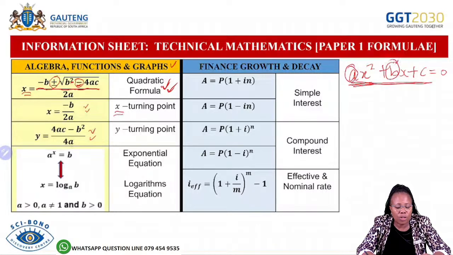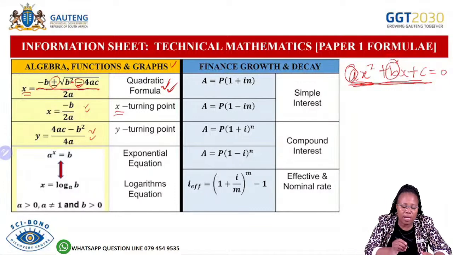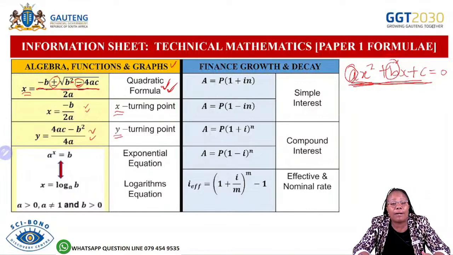And then also this one, it only works with the quadratic equation, grade 12, ax squared. And then when do we use this formula now? When we are calculating the y turning point of a parabola graph or a quadratic function. And then lastly, now we are having the exponential one and the log.